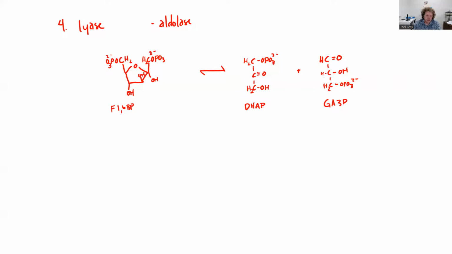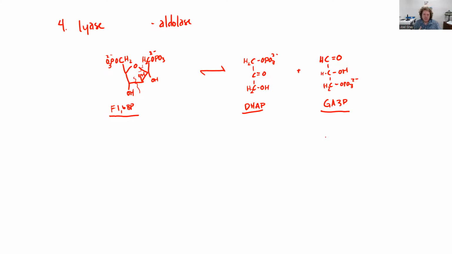And what this enzyme does is it takes this 6-carbon molecule, fructose 1,6-bisphosphate, and it's going to split it by breaking this bond right here and this bond right here. And it's going to make dihydroxyacetone phosphate and glyceraldehyde 3-phosphate. So taking one 6-carbon molecule, a 5-membered ring, and splitting it into 2 equal 3-carbon molecules.